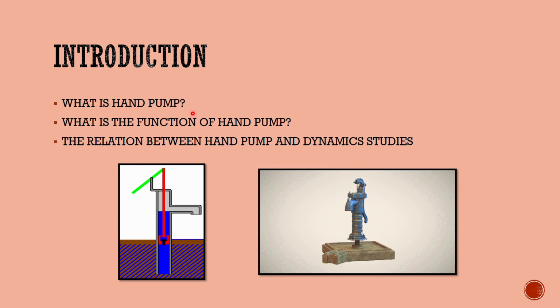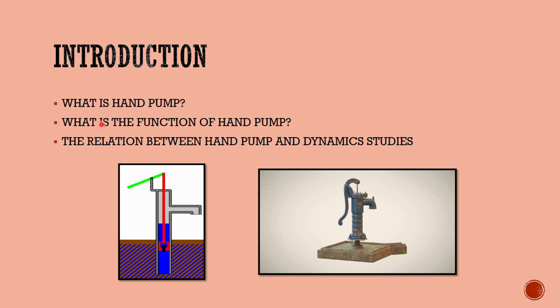The first chapter for this study is Introduction. So what is a hand pump? A hand pump is a manually operated pump that applies mechanical knowledge to move fluids or air from one place to another. A hand pump is used for both community supply and self-supply of water.